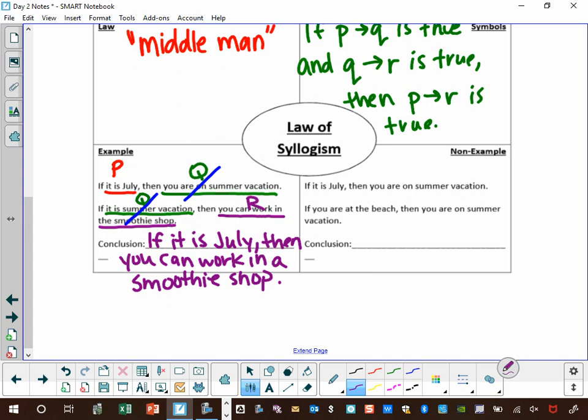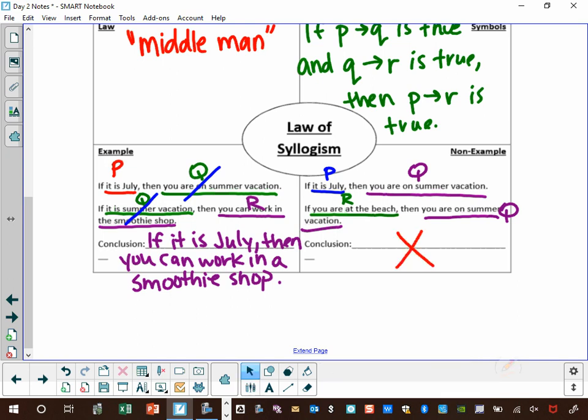Last one before lunch. If it is July, that's going to be P. Then you're on summer vacation. That's Q. If you are at the beach, what letter does that get? Is that the same as Q? No, this is a whole different one, right? We call that R. Then you're on summer vacation. That's back to Q. Do I have my Q's in the middle to get rid of my middleman? No. So therefore, there's no conclusion. That was a non-example. All right, go to lunch.